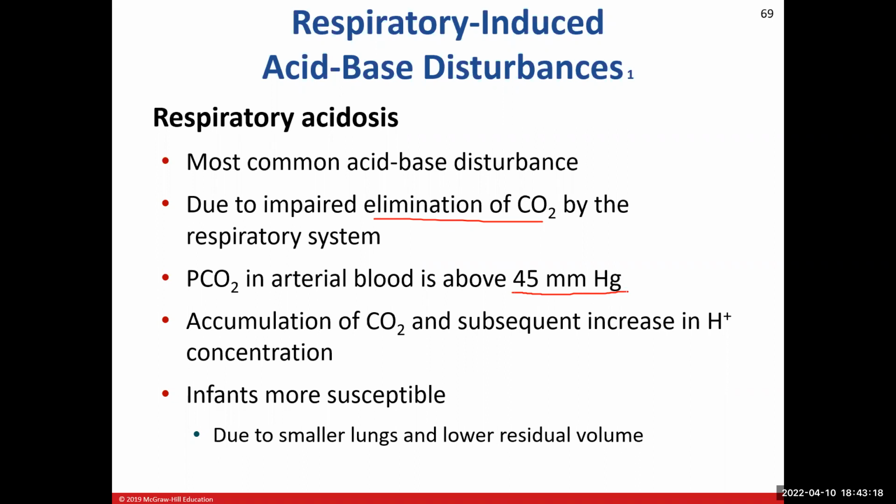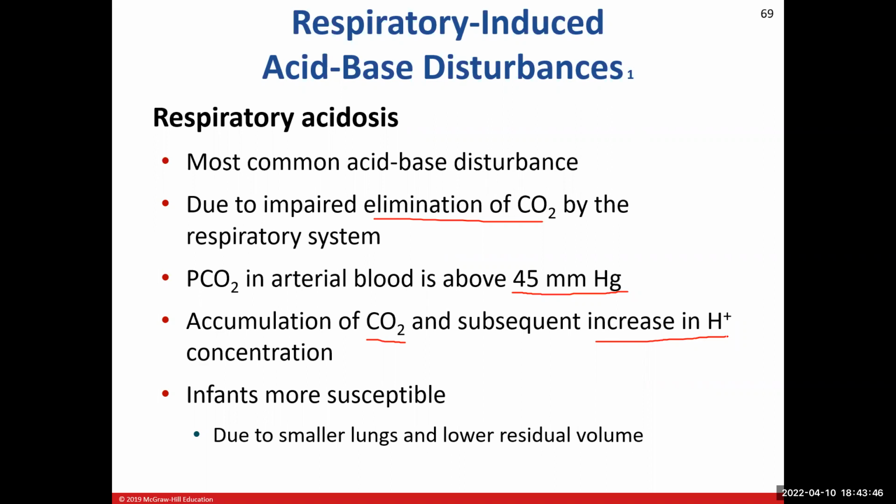Well, in this case, we are going to see an increase in that partial pressure of carbon dioxide because we have more carbon dioxide. Why? Because we can't get rid of it. And as we can't get rid of it, we accumulate carbon dioxide in our blood. As a result, we get an increase in our hydrogen ion concentration in our blood. We see this all the time in babies, okay?